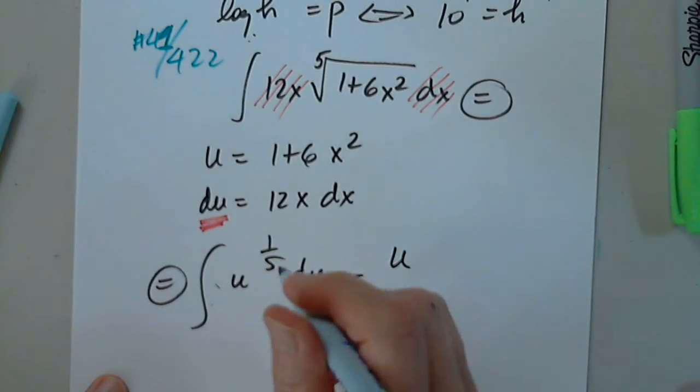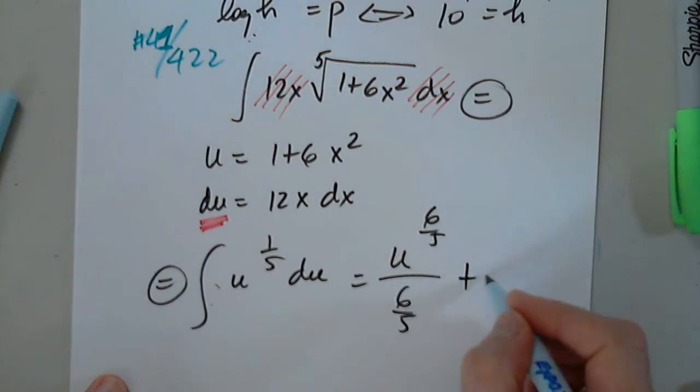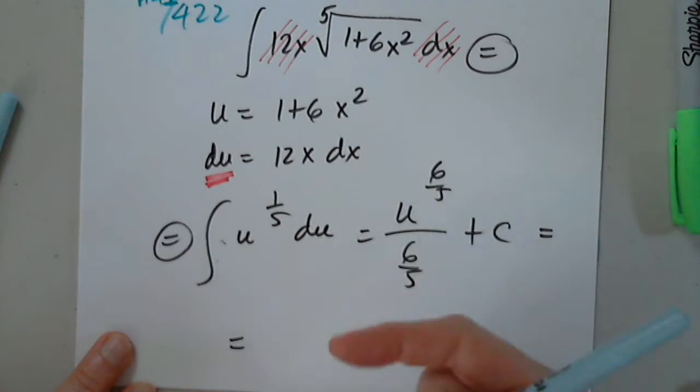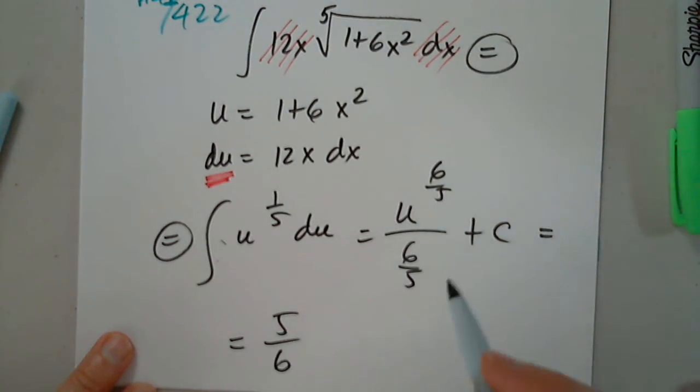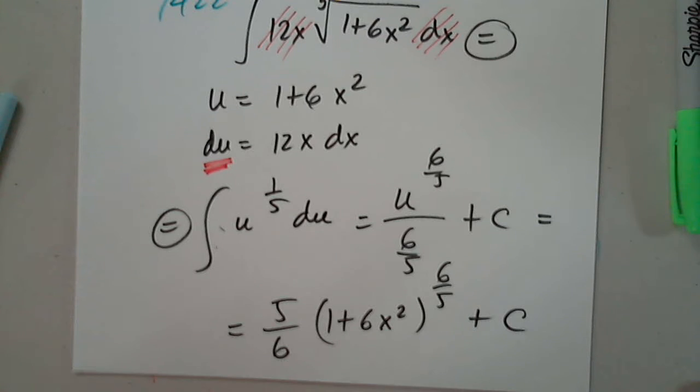So this is u to 1/5 plus 1, which is 6/5, over 6/5 plus a constant c. Yes, I have to flip the fraction. And I have to change u now into what it was, because this is an indefinite integral. The answer has to be presented in the variable given in the problem.